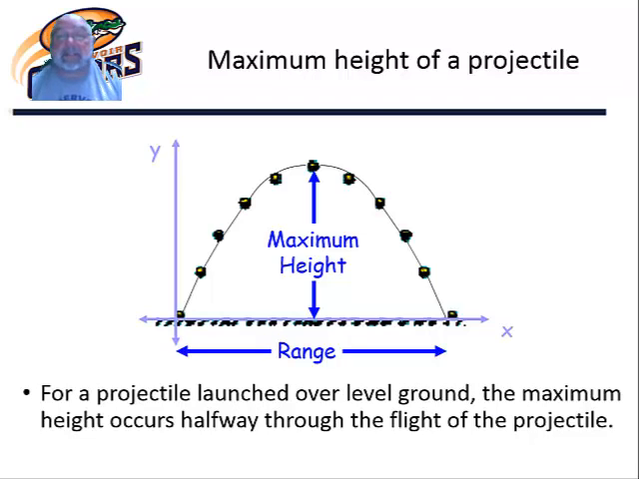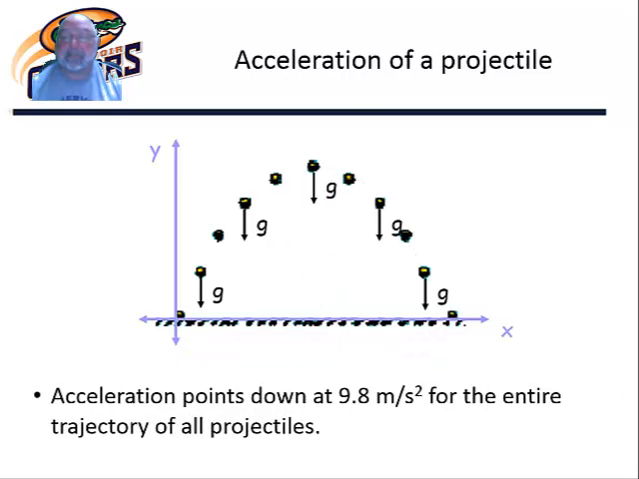So, for a projectile that's launched over level ground, the maximum height occurs at the halfway point. It's a point of symmetry. The halfway point is a point of symmetry. It's our highest point. It's half of our time. The acceleration is always down at g, at 9.8 meters per second squared, for the entire trajectory. It doesn't ever change. Gravity never turns off.